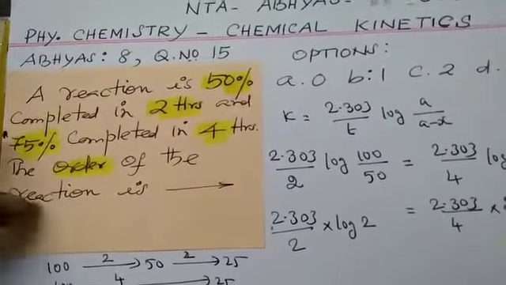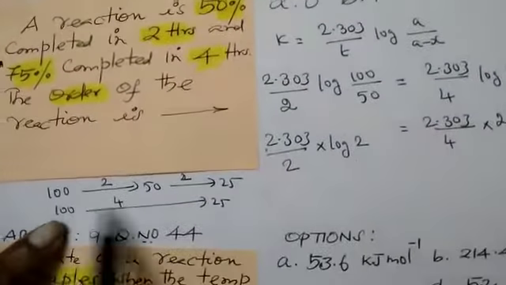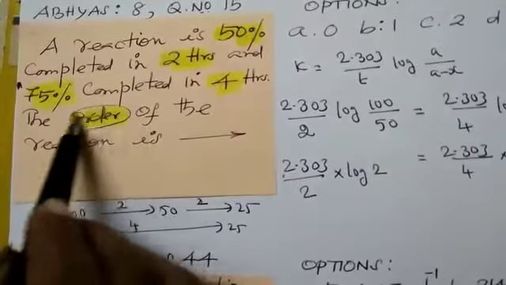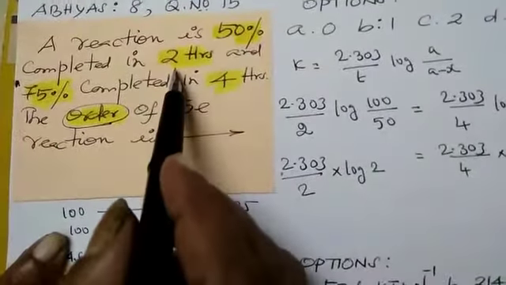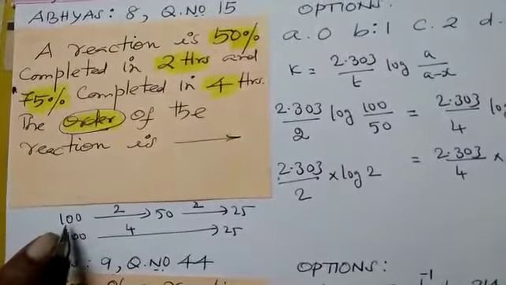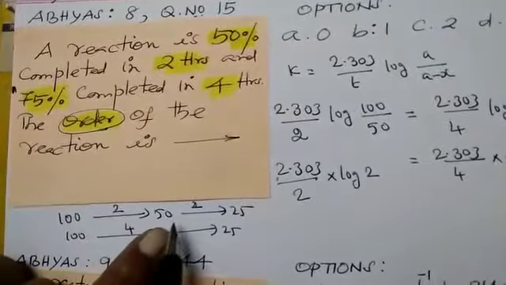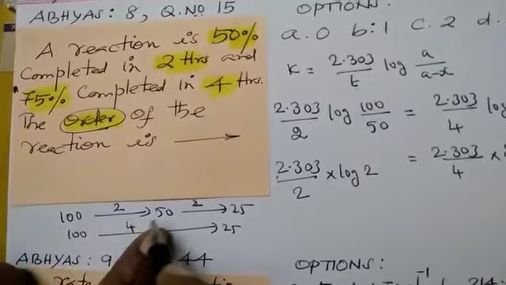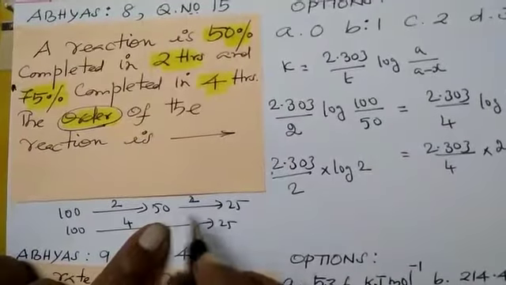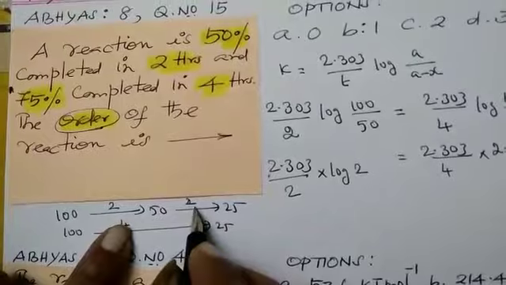The order of the reaction is, so the reaction is the same. They are asking what the order is. 50% completed means 2 hours, so we can take it as a t of one half. Here 100 is the initial amount, and in 2 hours it becomes 50. I am taking exactly 50%, so we can take it as a t of one half. From 50 to 25, since we are considering a half-life period, that is 2.